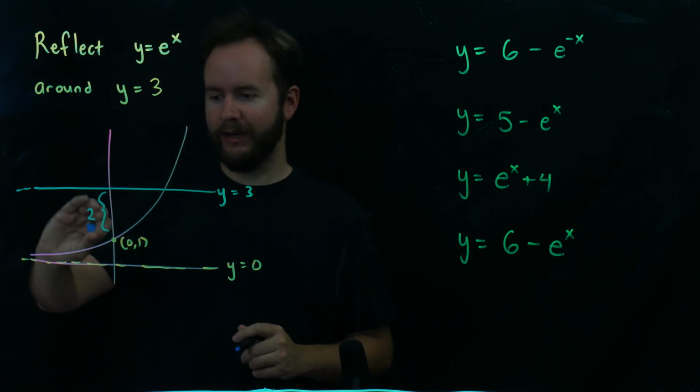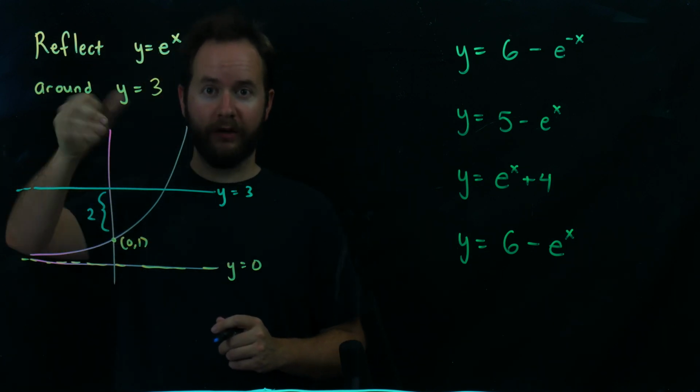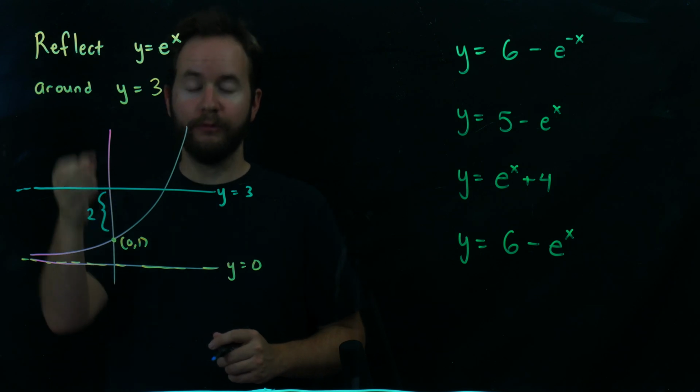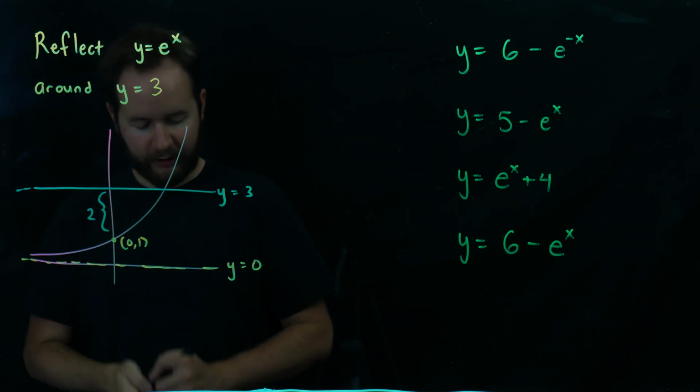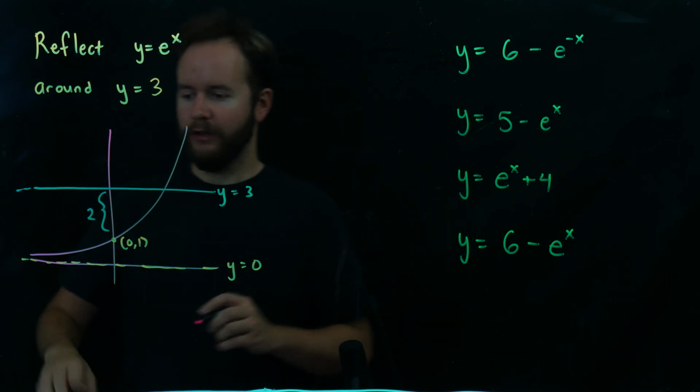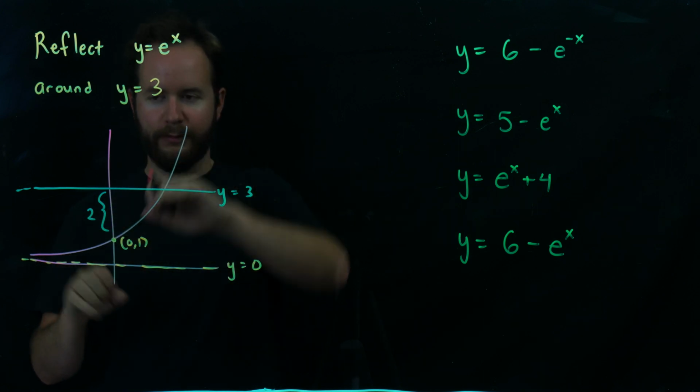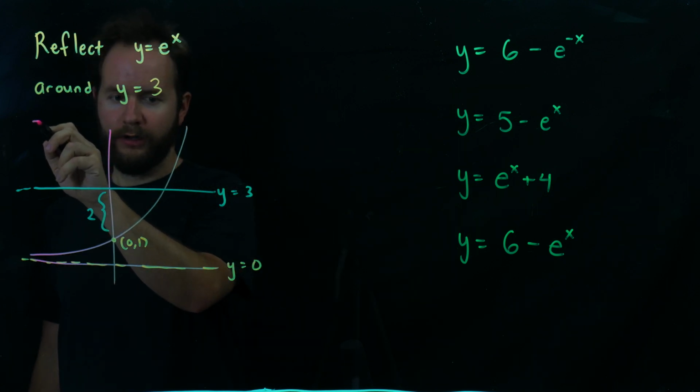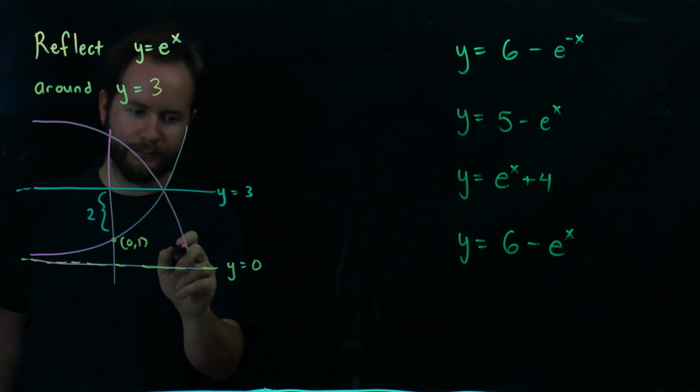When I take this point and reflect it up across the line y equals 3, it's going to end up 2 units above the line. So actually, let's go ahead and give a crack at trying to draw this. Here's our upward sloping exponential. Now we're going to try and draw what it looks like if we were to reflect it.